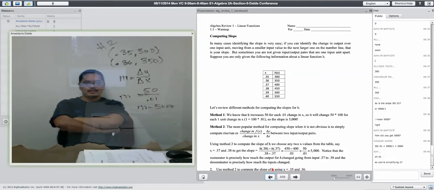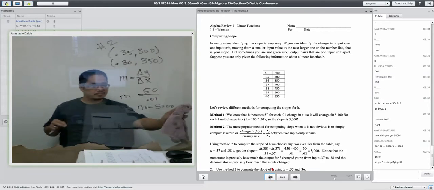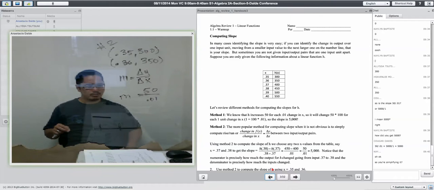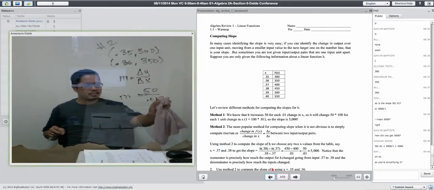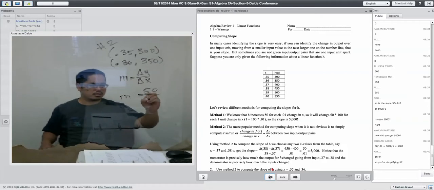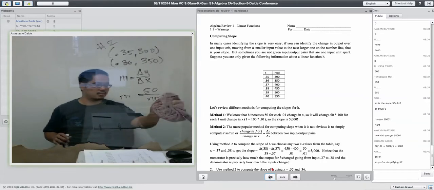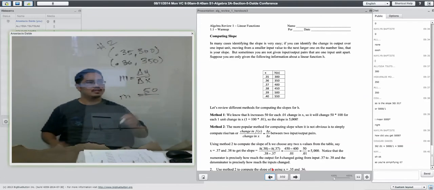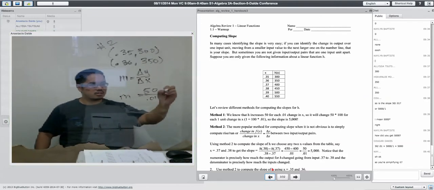Since we have extra time, I can tell you guys the cheater's way that I'm thinking about it. Instead of thinking about 0.01, I always think of this as 10 to the negative 2. That's 50 divided by 1 times 10 to the negative 2.